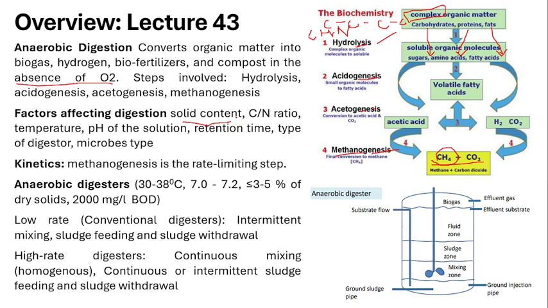Next is the ratio of carbon to nitrogen. The carbon to nitrogen ratio is very important for the sustainability of the microorganism during the anaerobic digestion. Next are the temperature, pH, and the retention time: how much sludge is there, how much is the solid matter content, and how long it is going to be retained in the particular digester. Next is the type of digester we are going to use. And then the microbe type: what type of anaerobic microorganism we are using for the conversion.